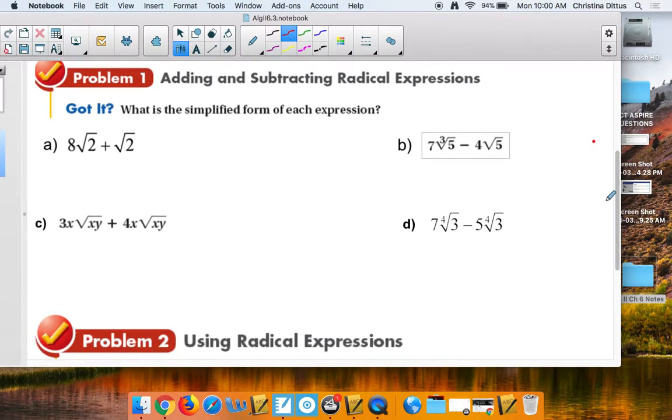So in A, I have 8 square roots of 2 plus the square root of 2. Is my index the same? Yep. Is my radicand, the thing under it, the same? Yep. So we're going to add. What's the imaginary number out here? A 1. So if I have 8 square roots of 2 plus 1 square root of 2, how many square roots of 2? Awesome. 9 square roots of 2.